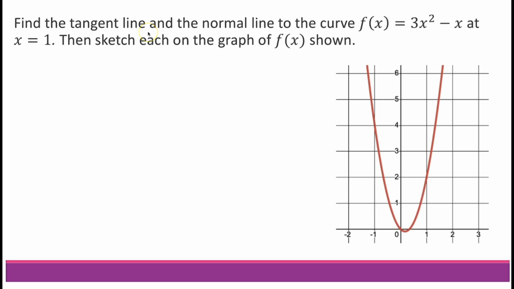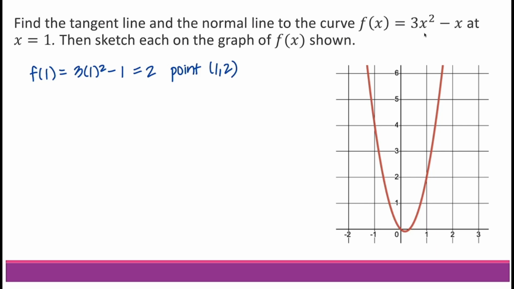Let's start with the tangent line. We're going to need the point of tangency and the slope of the tangent line. We have the x value of the point of tangency, so to find the y value, we're going to substitute x equals 1 into the original function. So we're going to have f of 1 is equal to 3 times 1 squared minus 1, which is 2. So our point is (1, 2).